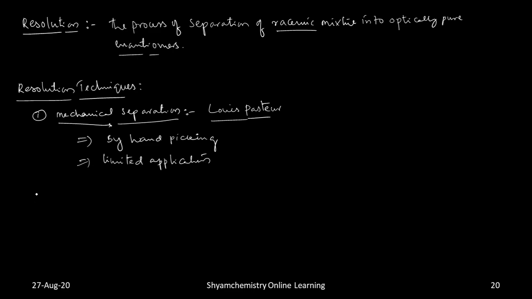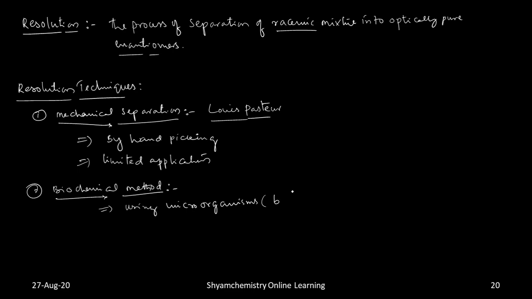Second method, biochemical method. In this method, by using microorganisms, we can separate both the enantiomers from a dilute solution of racemic mixture, using microorganisms like bacteria, yeast, or any fungi.